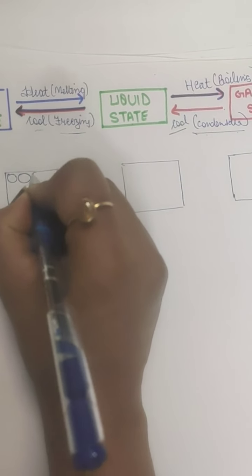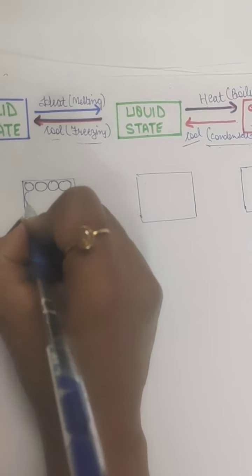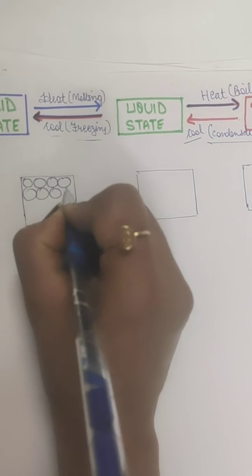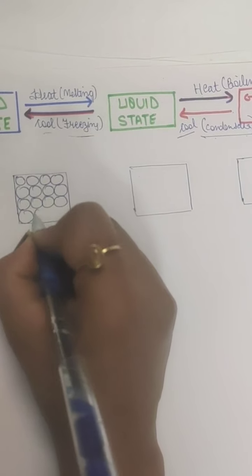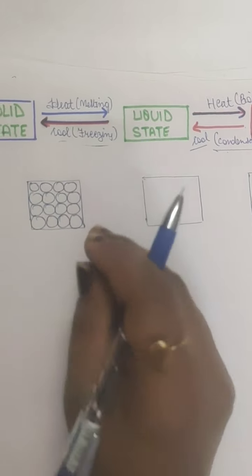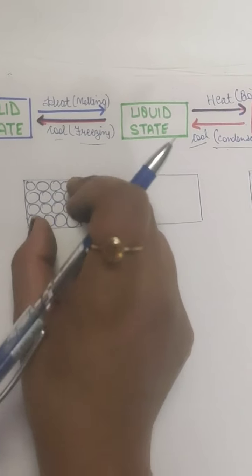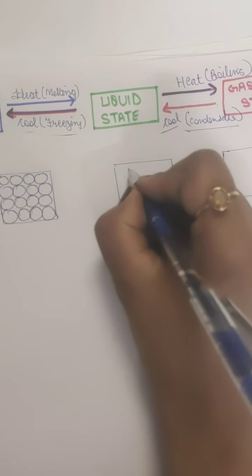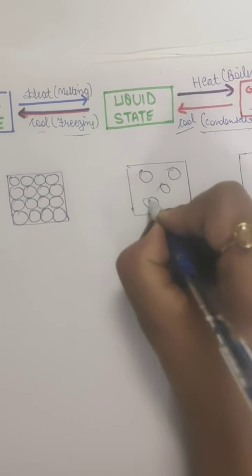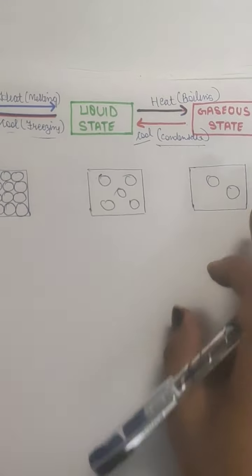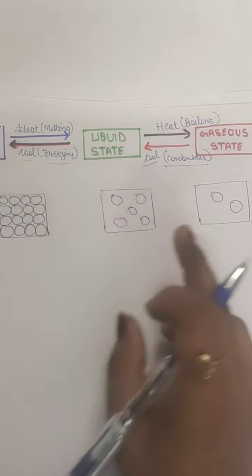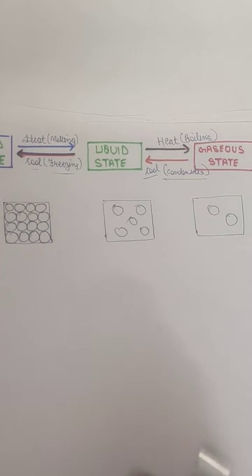Like in solid, the particles are very densely packed, so they don't have much space to move. They just vibrate about their own axis. Because they are so densely packed, solids are hard and rigid. Liquids are like this, they are free flowing, and in gases the particles are far away from each other.